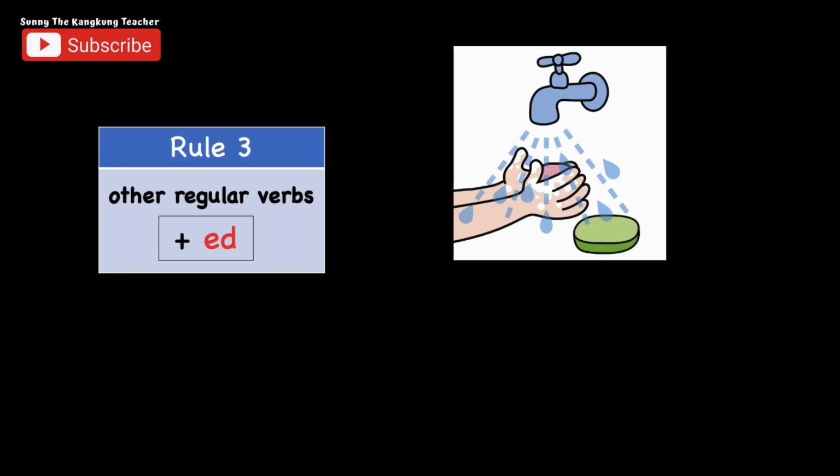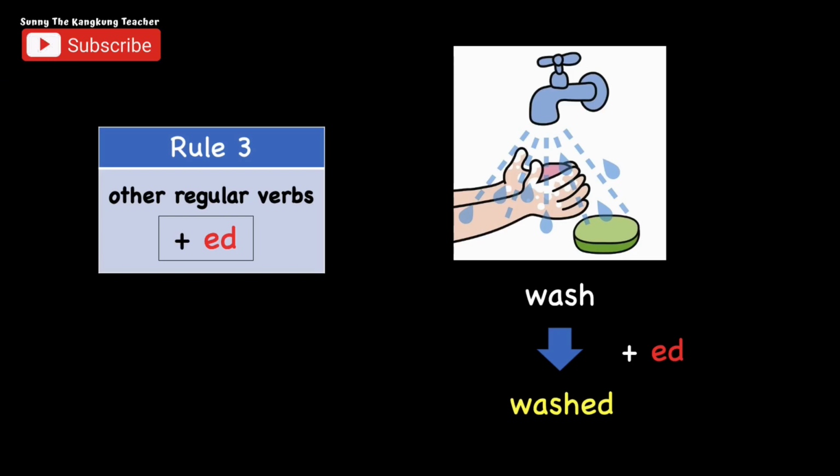This rule number 3 applies to those verbs that cannot use rule number 1 or rule number 2. For example, this action, it's wash. So, this verb does not end with E, does not end with Y, so we just use rule number 3, which is to add ed. So the simple past tense form for wash is washed. W-A-S-H-E-D.